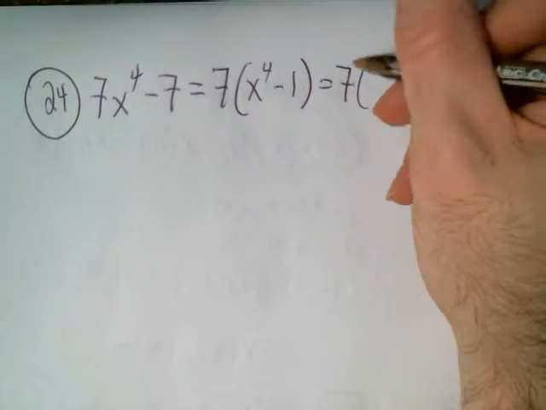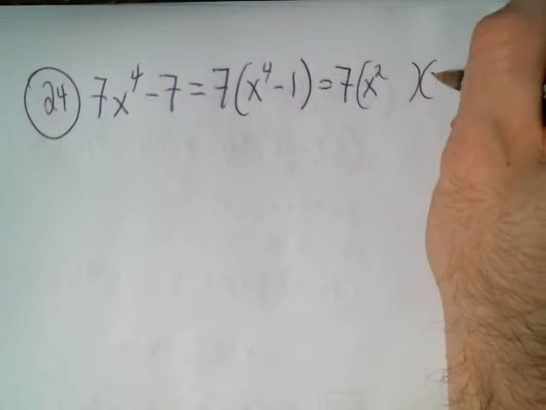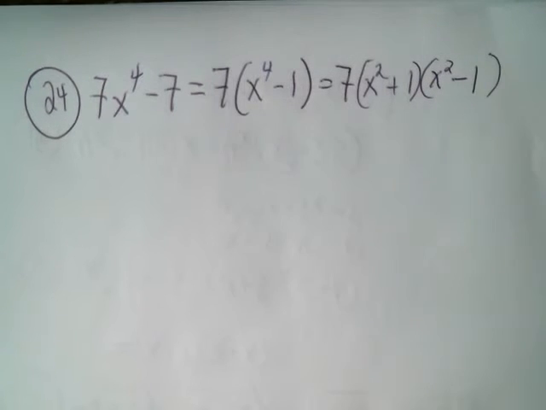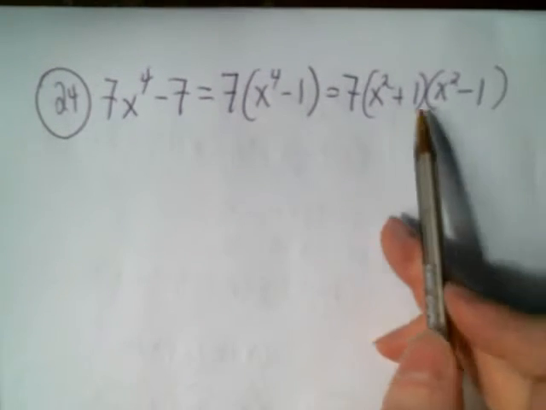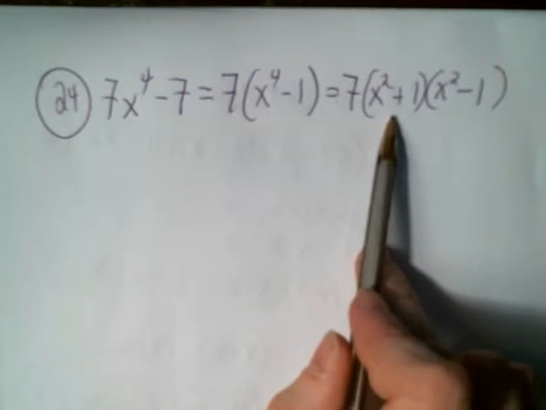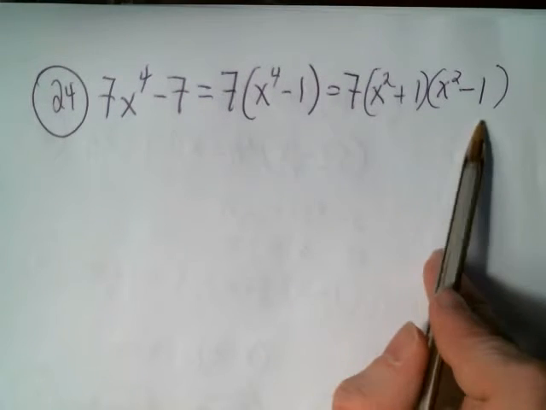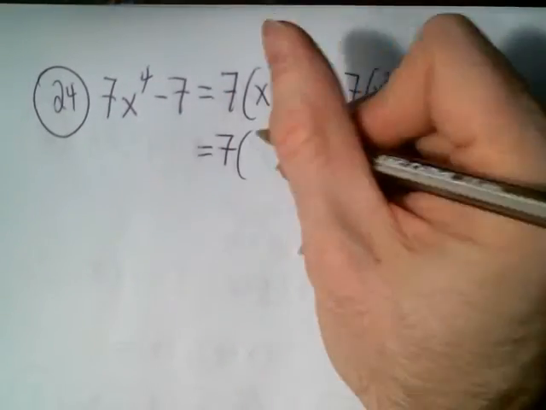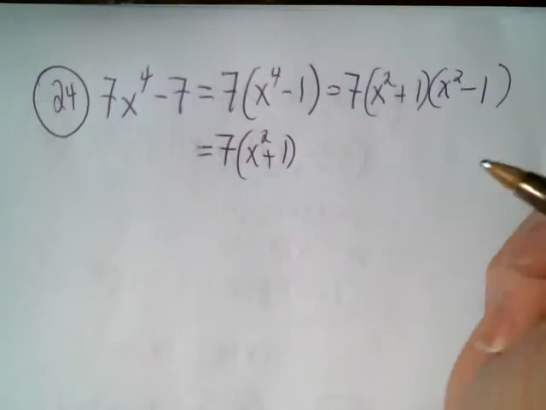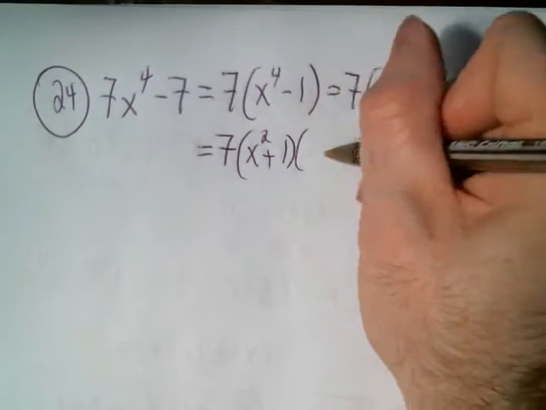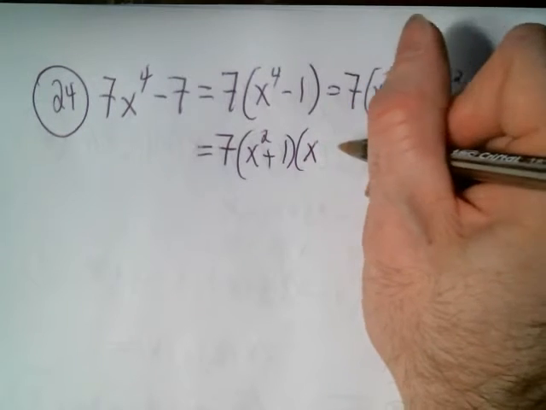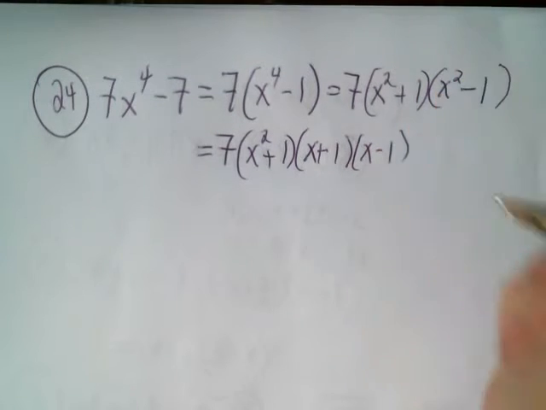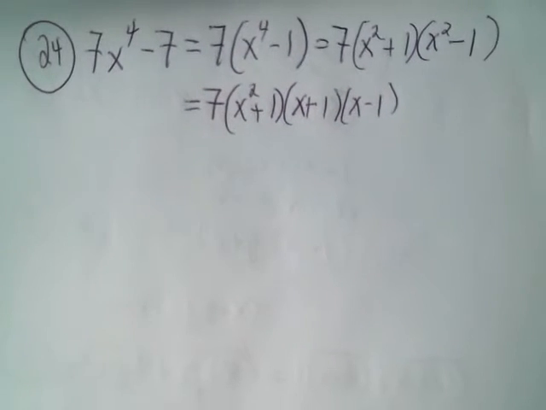What times what is x to the 4th? Well, x squared times x squared. Signs have to be plus minus, and then 1 and 1. This is a sum of squares, so it's prime. You can't factor it. But this is a difference of squares. And that's my point. You can factor it again. Okay, so the x squared plus 1 is dead in the water. But then you can factor the x squared minus 1 again. So you'll have x plus 1, x minus 1, and that'll do it.